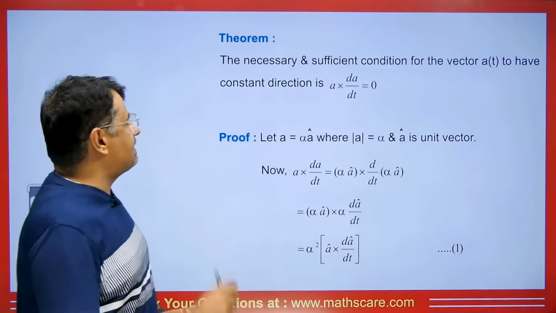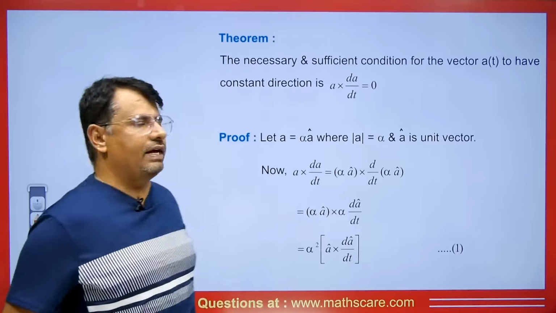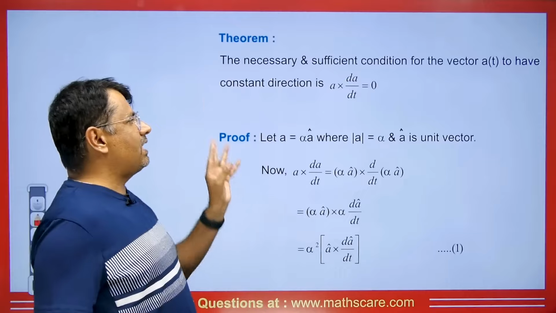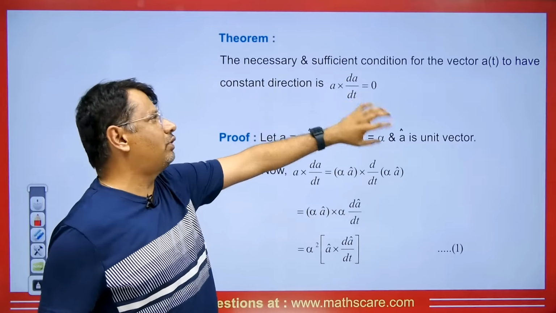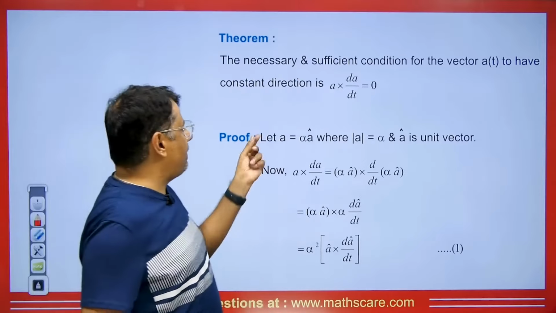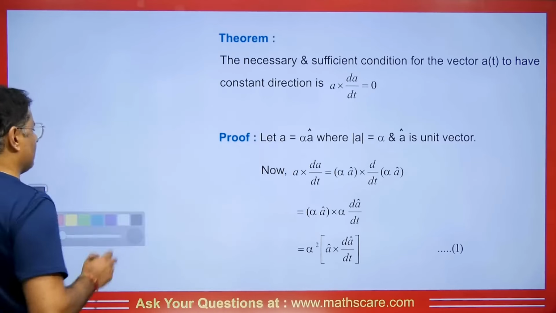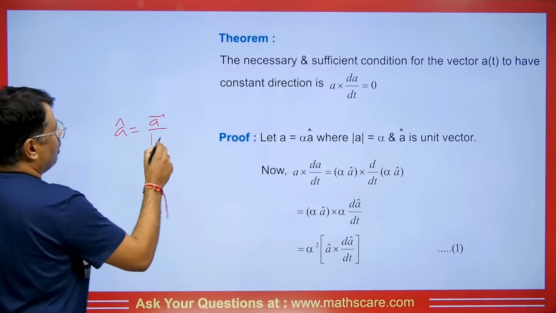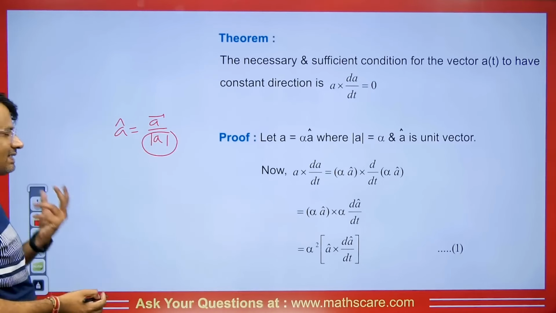The theorem states that the necessary and sufficient condition for the vector A(t) to have constant direction is A cross dA by dt is equal to 0. If we have a vector in a constant direction, then its value is 0, and if its value is 0, the vector we get will be in constant direction. Then what do we do? First, we assume that A is equal to alpha A cap. Actually, I want to tell you what we know: that if we calculate A cap, the vector A upon mod of A, we know students that this is a constant value, a scalar.